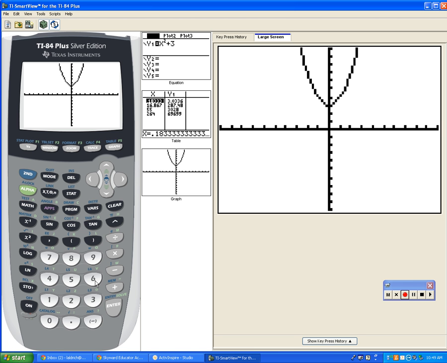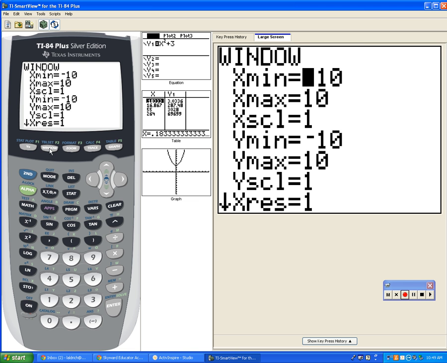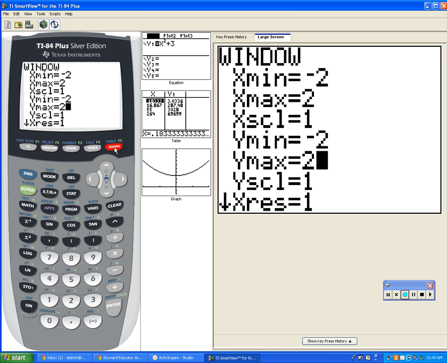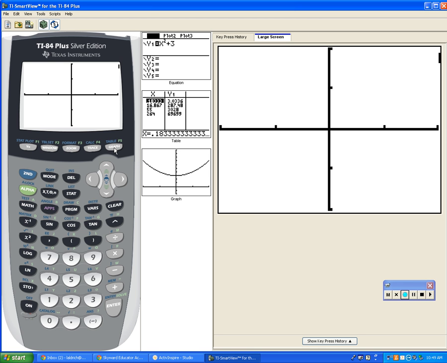Then in this one, they would like you to change it to be negative 2 by 2 in both directions. So you hit the window button up here. You change your x minimum to negative 2, your x maximum to 2. Enter y minimum to negative 2, y maximum to 2. And now when you hit graph, you see a very different view of the same function.